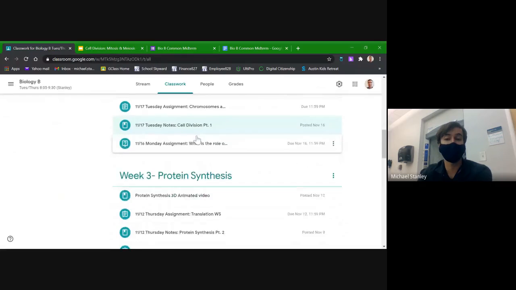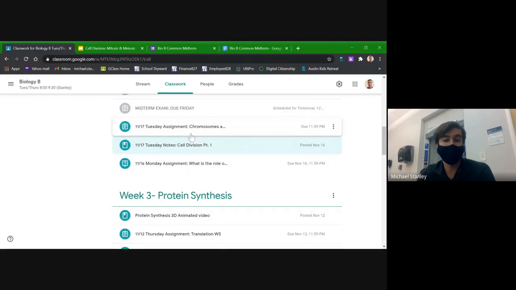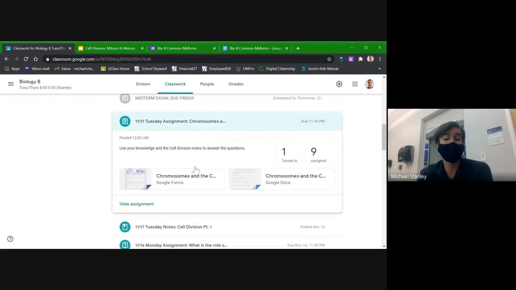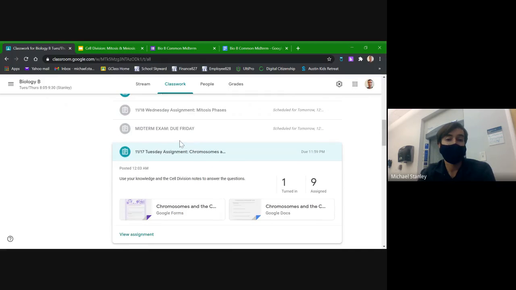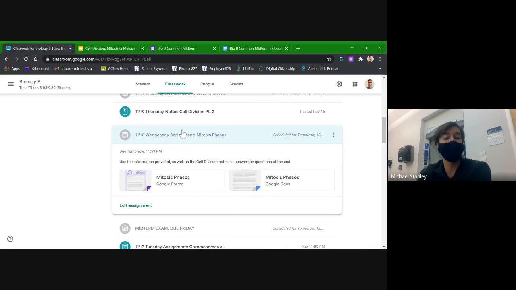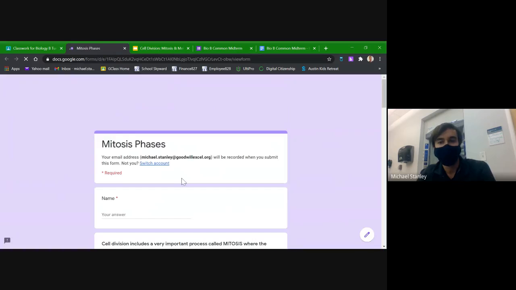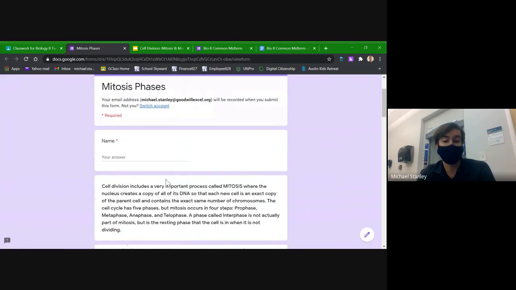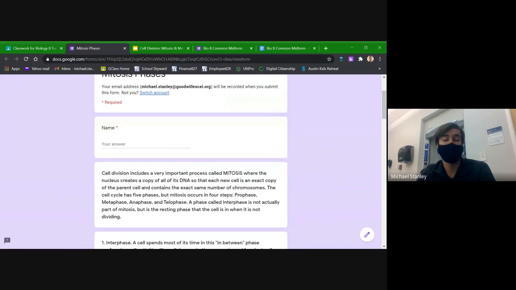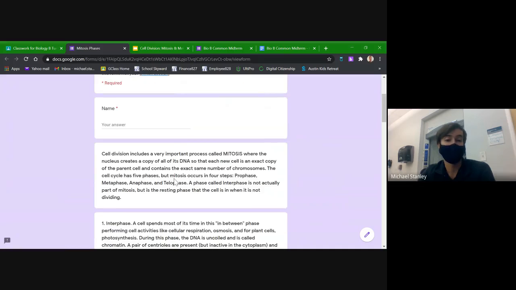So the assignment for tonight is some basic questions about chromosomes and the cell cycle. So like the number of chromosomes, what are chromosomes, what happens in different stages of the cell cycle. And then the assignment going up on Wednesday has to do with different phases of mitosis. So it has a whole bunch of notes at the beginning that review these different phases and what happens in them during mitosis.